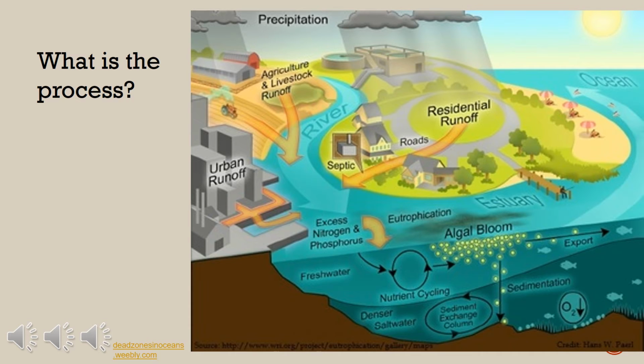When the algae of an algal bloom die out, they sink to the bottom where denser salt water occurs and coat the bottom layer of the ocean, causing sedimentation and restricting habitat for marine life.